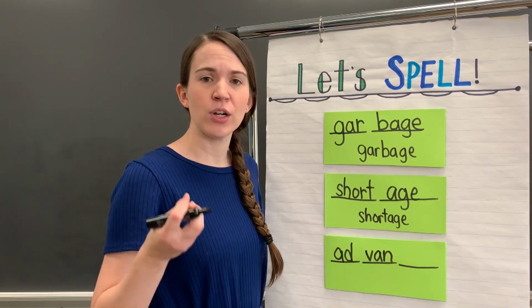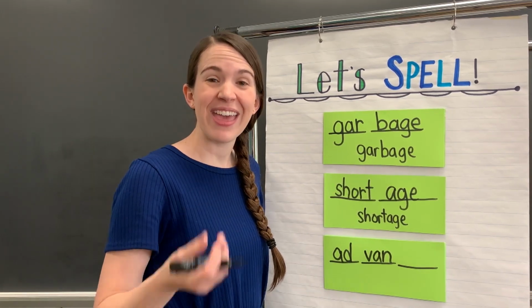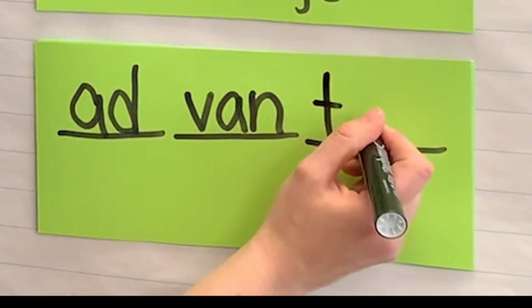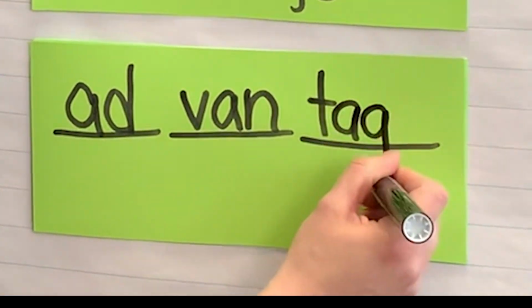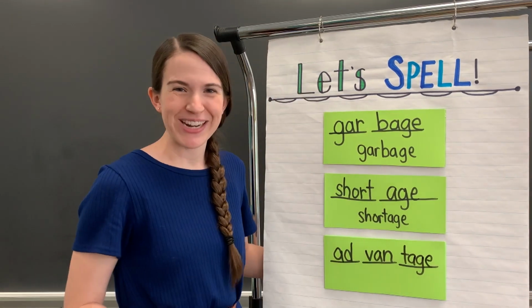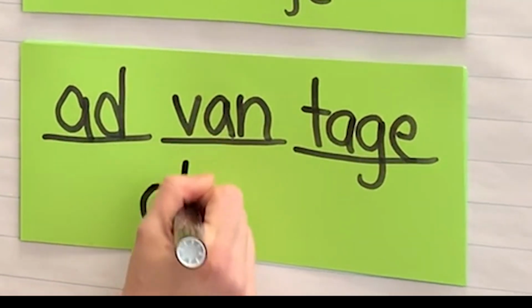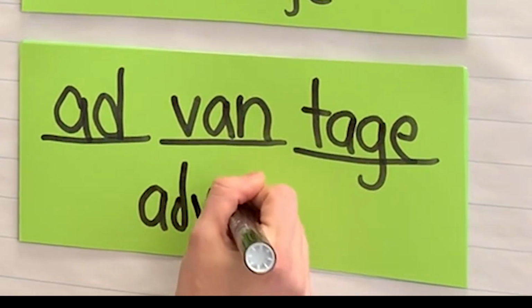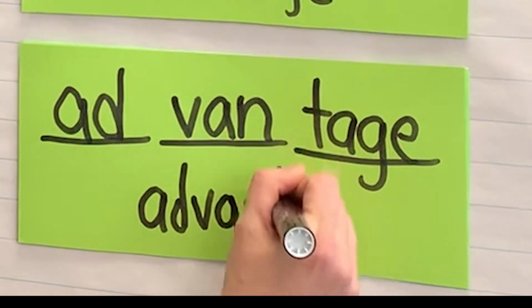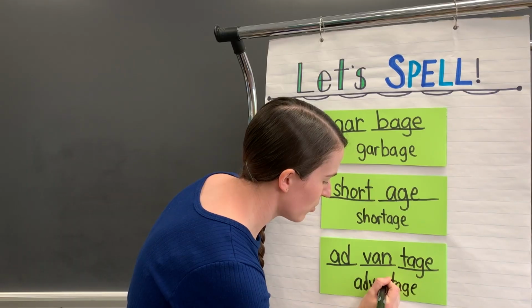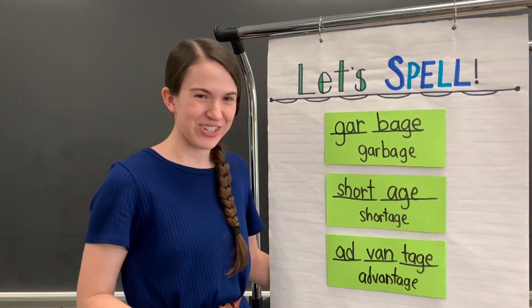Now we have advan, and we need our last syllable. Tidge. I hear t, and then the idge suffix. Let's write that down. Idge. Does your word match mine? Let's put it all together to make our word, advantage. Here is the word advantage.